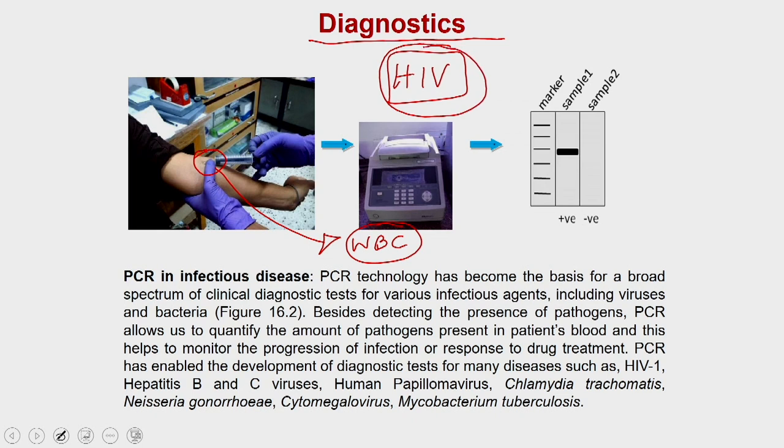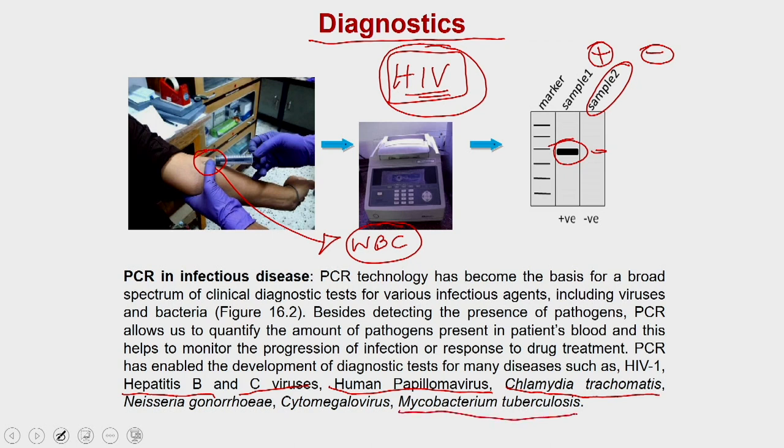You have the site specific primers which you can use to amplify the viral DNA, and if the sample shows a PCR product for the virus DNA, then the sample is considered to be positive. If it shows a negative result, then it is negative for the particular disease. It could be HIV, viral diseases such as hepatitis B and C, human papilloma virus, Mycobacterium tuberculosis, and so on.